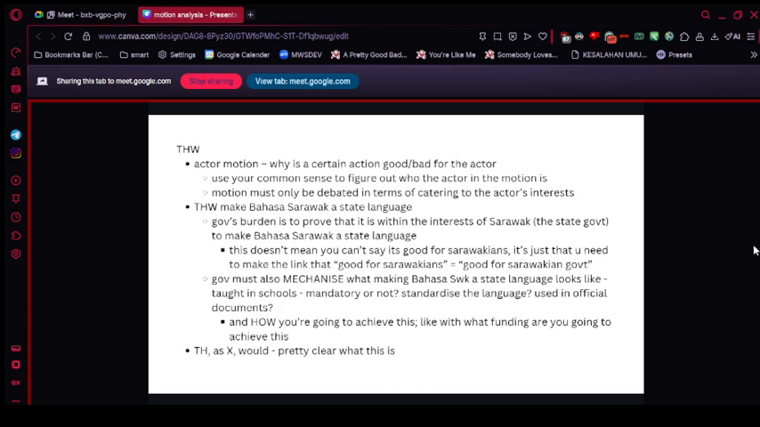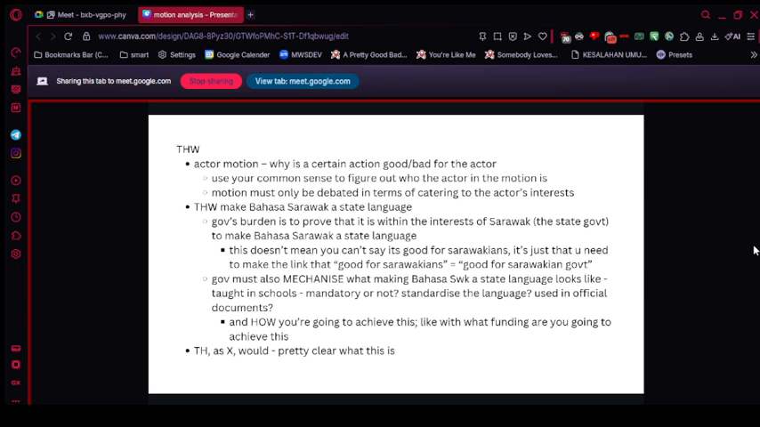Most likely you wouldn't see a motion like "this house believes that this." No, actually you would. You would see "this house believes that the Sarawakian government should make Bahasa Sarawak a state language." But under this motion, because you're using "this house believes that," you would have to prove that it is likely that the Sarawakian government is going to make it mandatory within all schools, when they are trying to make it a state language, right? Because as a state language, it should be taught in schools. Make some analysis behind that, right?